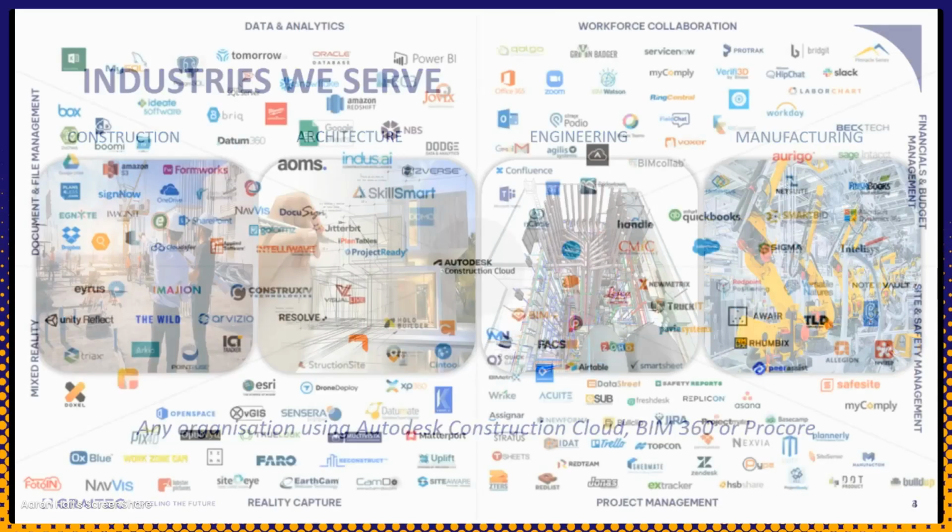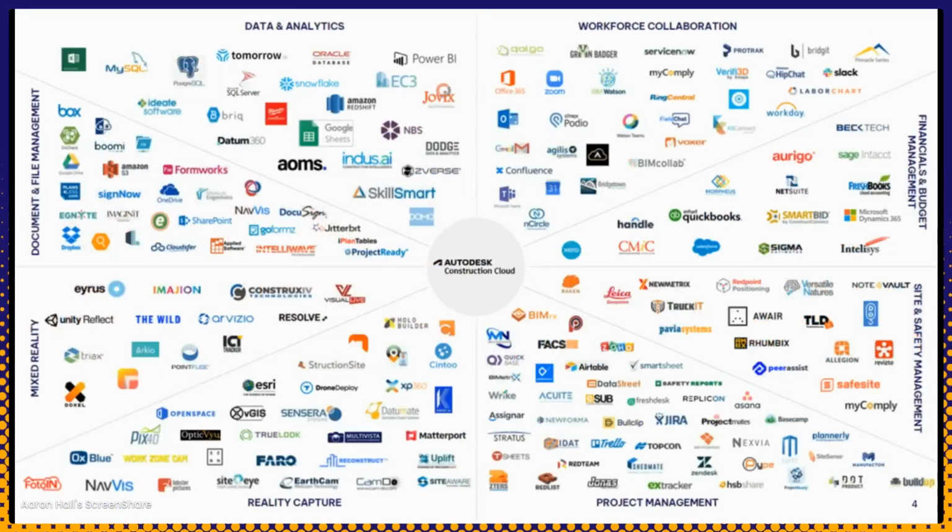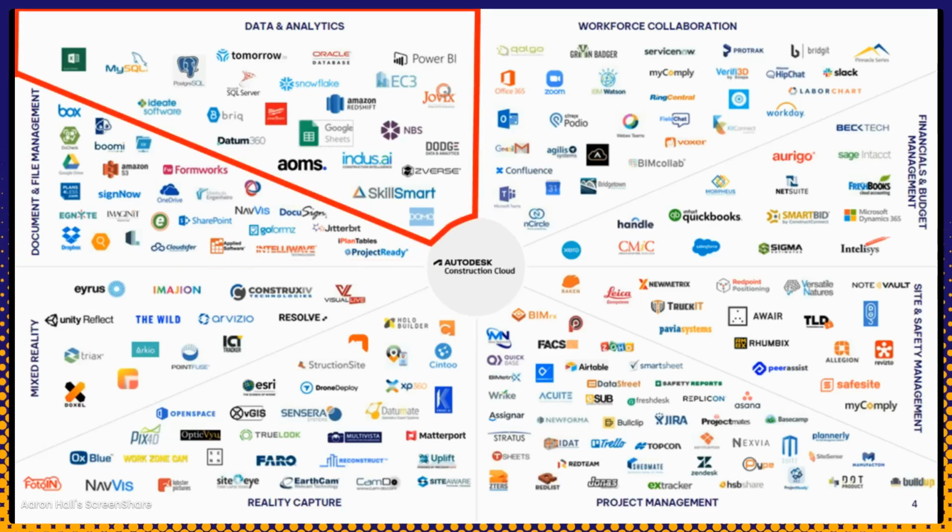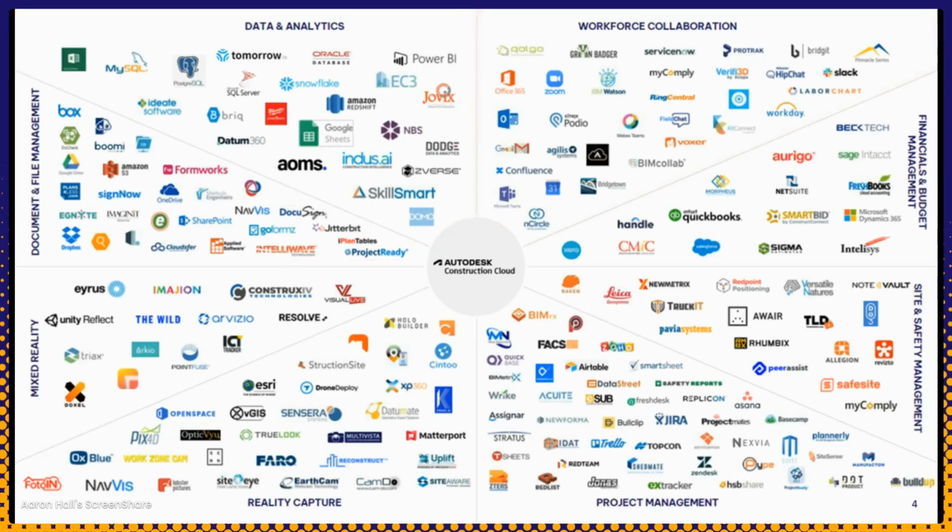This diagram, I'm not going to spend too much time on this slide. It shows all of the different applications that you can use with ACC, from very different types: mixed reality, document management, data analytics, workforce calibration. There are tons of apps, and hopefully you have used more of these than I have. I've used a handful, and some of them are really good. You see Raken on there. Being able to take this data and integrate it into your projects is something that ACC is really good at.